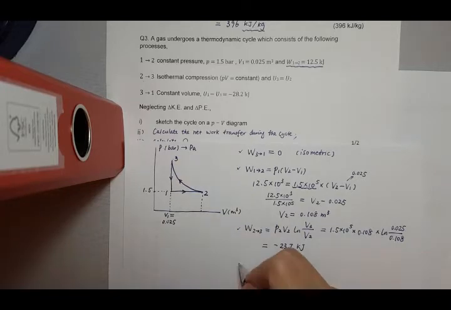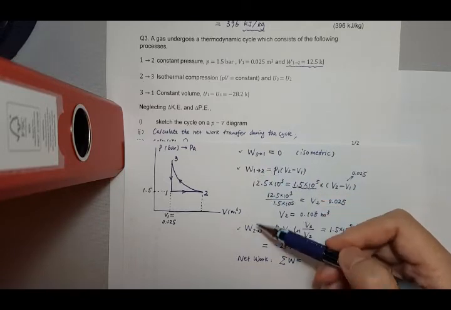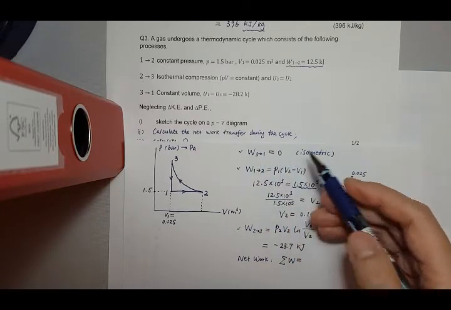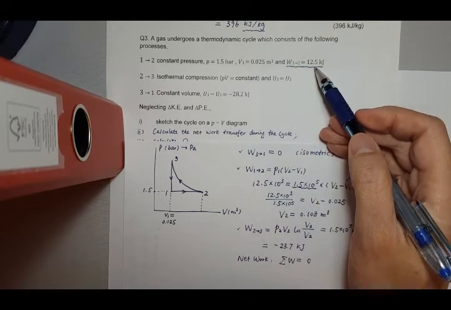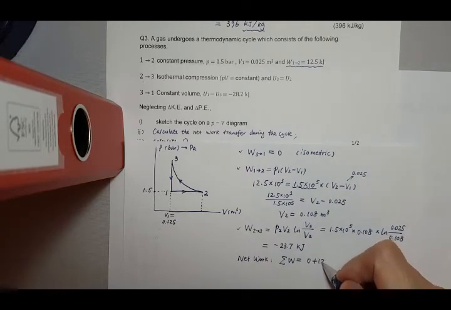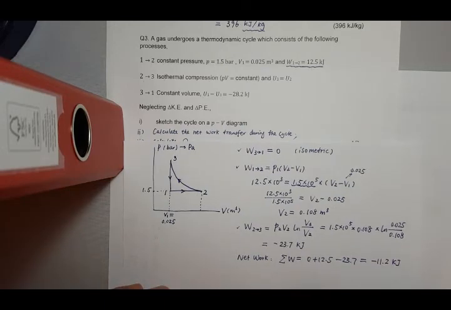And then we can calculate the net work. The net work is just the sum, so we need to add 1, 2, and 3 altogether. The first one is 0. The second has been given here, 12.5. The third is here. So that's the answer for the net work.